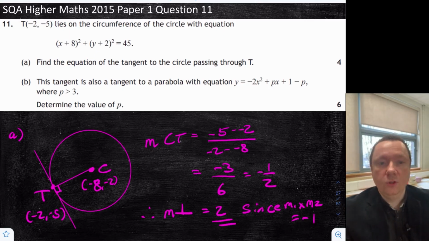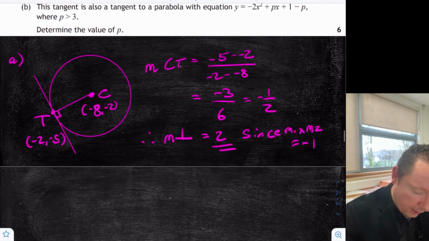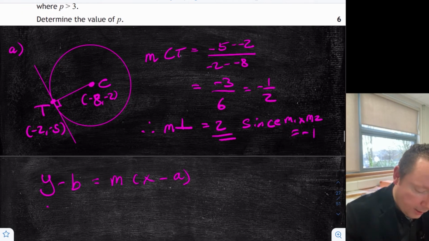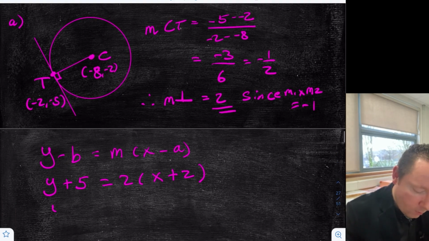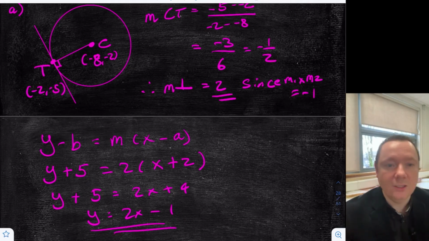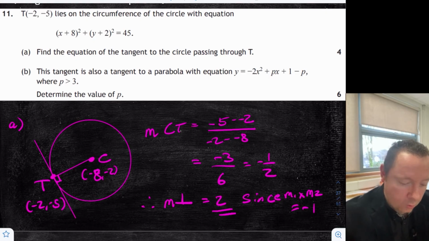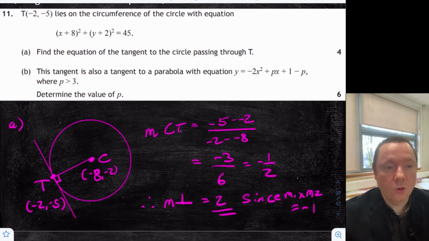So we've got our gradient of 2, and then we can use our point. So y minus b equals m(x minus a) as usual. The point obviously we're using is T. So it's y plus 5 equals 2(x plus 2). Multiplying that out, we get y plus 5 is 2x plus 4. So y equals 2x minus 1 is the equation of our tangent. Part B says the tangent is also a tangent to a parabola with equation y equals minus 2x squared plus px plus 1 minus p. Determine the value of p.